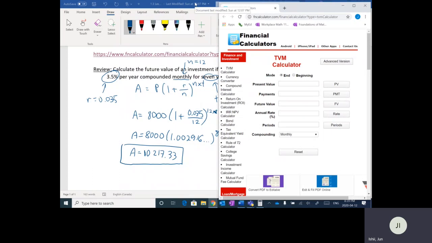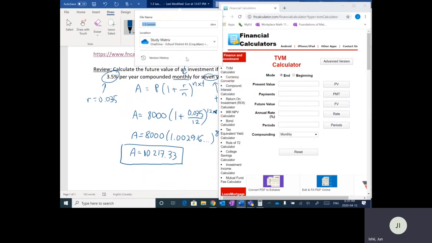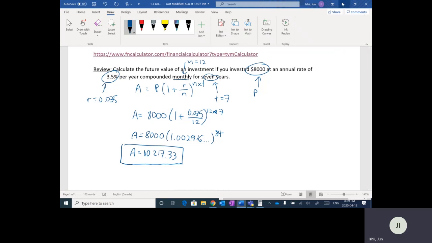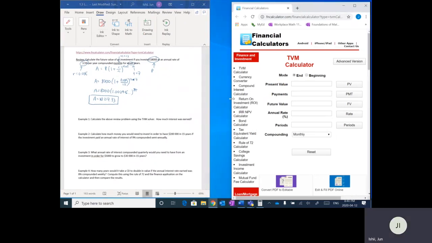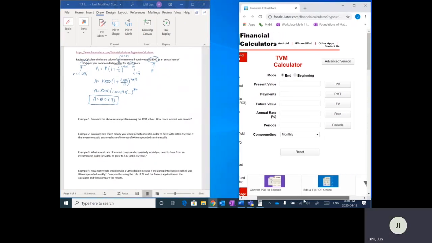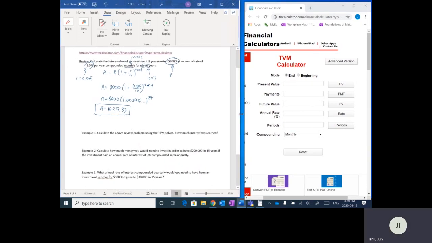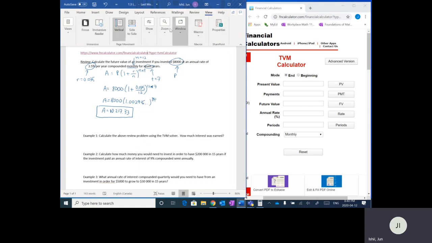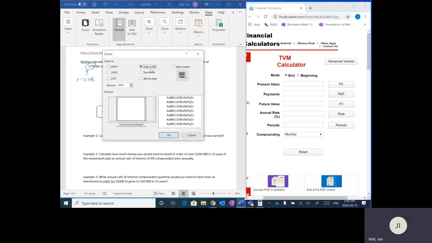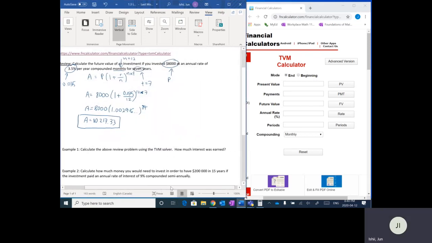Actually, I'll split this up into two screens here. I want to make sure I get everything on the screen so we can read it. Let me just zoom in a bit here too. All right, that's a little better.